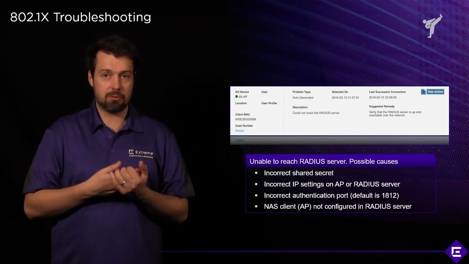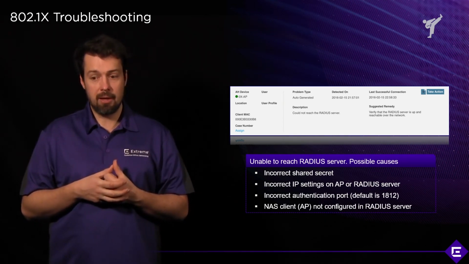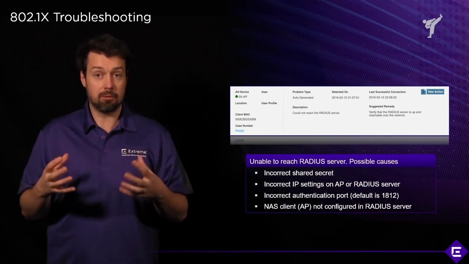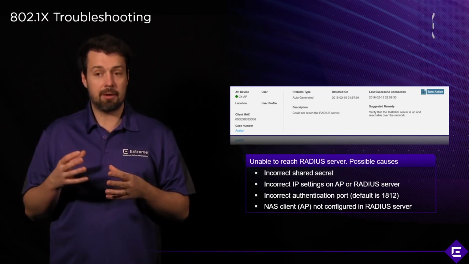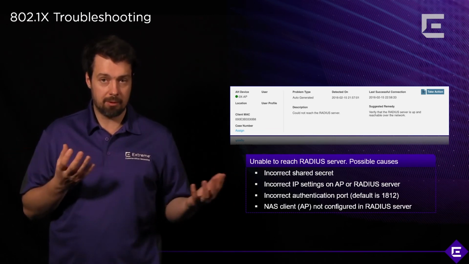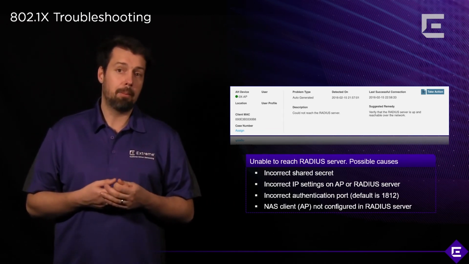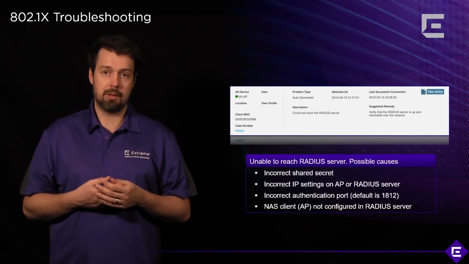In the case we use on the screen, you see the access point could not reach the RADIUS server, and then the suggested remedy, so how to fix the problem, is to verify that the RADIUS server is up and reachable over the network, which means we don't have IP connectivity between the access point and the server, and this is pointed out to you by ExtremeCloud IQ in the graphical user interface.